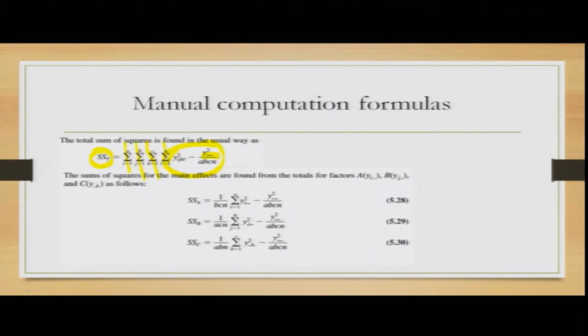So, these are the squares of each observation. This is the square of the sum, taking the total over all four suffixes, and then divided by a, b, c, n, which are the total observations. So, your total set of observations will be a into b into c into n. So, the sums of the squares for the main effects are found from the totals of the factors A, B and C. And why we are giving the suffixes, I will make it clear to you.